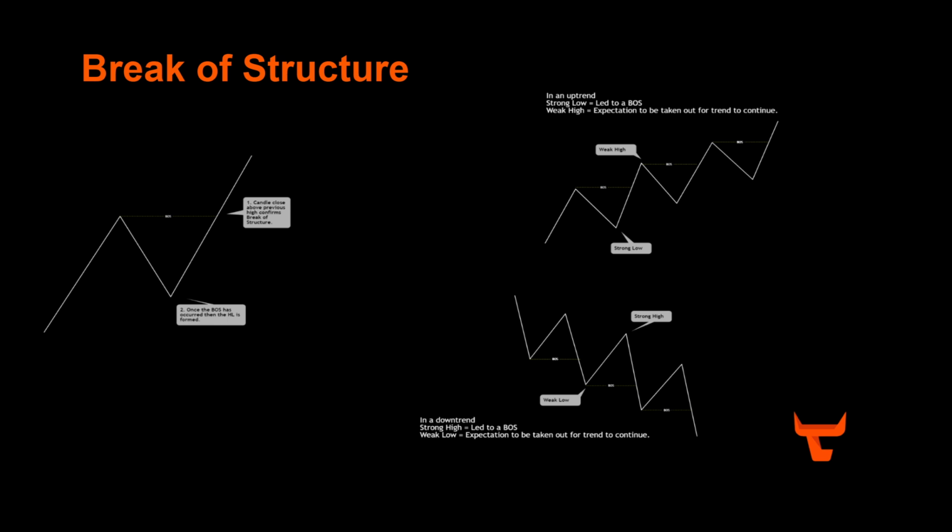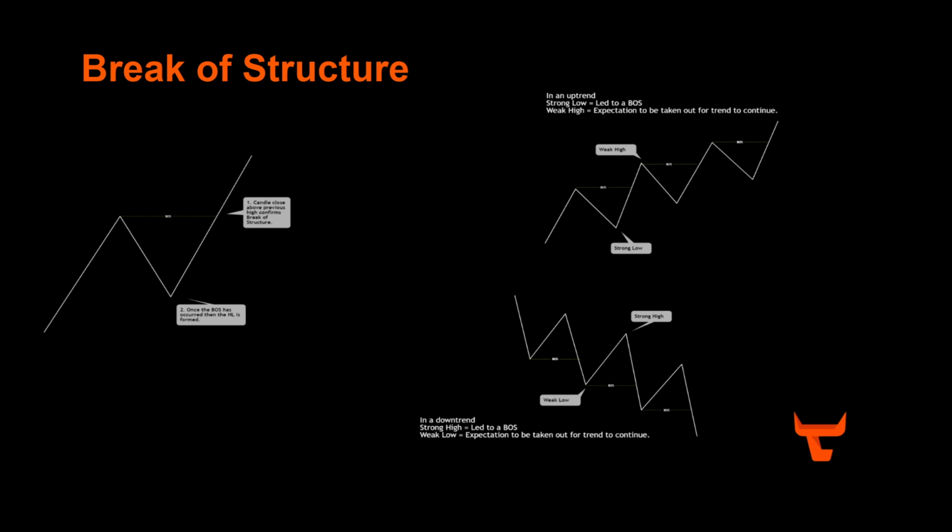Now let's discuss the concept of strong highs and lows versus weak highs and lows. The concept works like so. In an uptrend, the expectation is that highs will be taken out and lows will hold in order for the trend to continue. Therefore, we can derive that the lows are strong and the highs are weak in an uptrend.